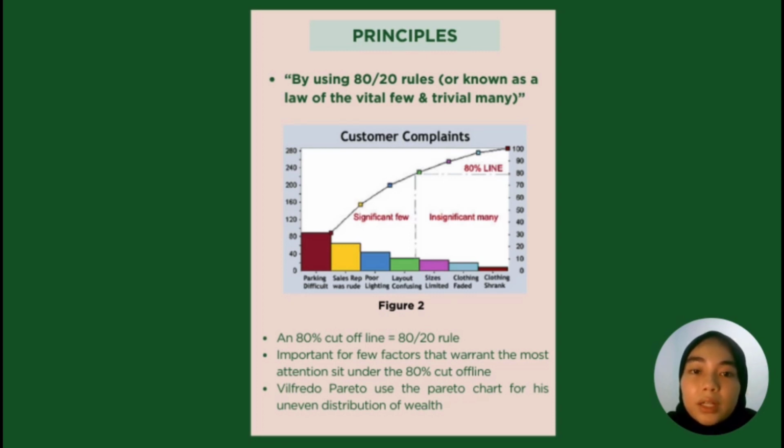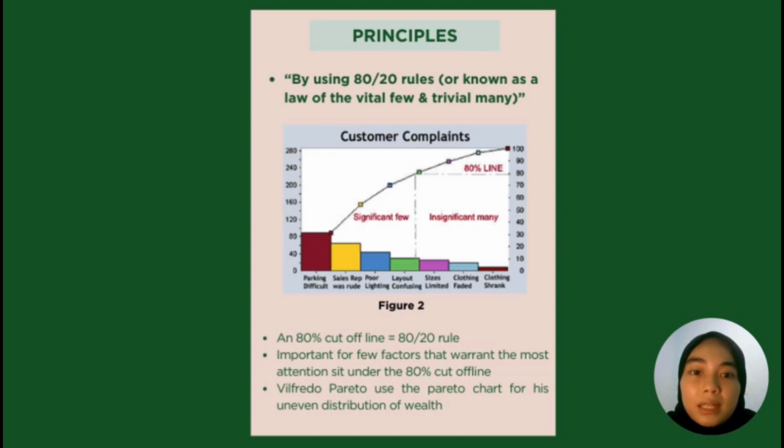The 80% cut-off line, as shown in the graph, indicates the 80-20 rule, where the significant impact comes from the small portion of causes, which is the vital few, compared to the less impact of the majority of causes, which is the trivial many. As the graph shows, the few important factors below the 80% cut-off line need the most attention.